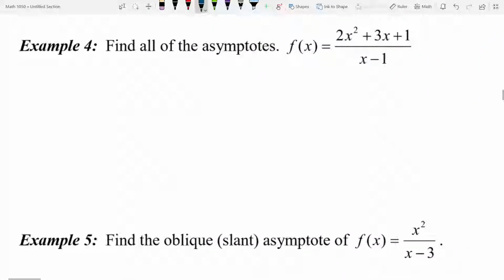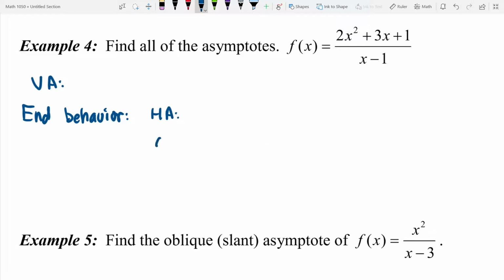Find all the asymptotes. So look what we're going to do. We're going to go vertical asymptote, and then I'm going to go end behavior. Remember, I told you I was going to be way better about calling it an end behavior. The end behavior is either a horizontal asymptote or an oblique asymptote.